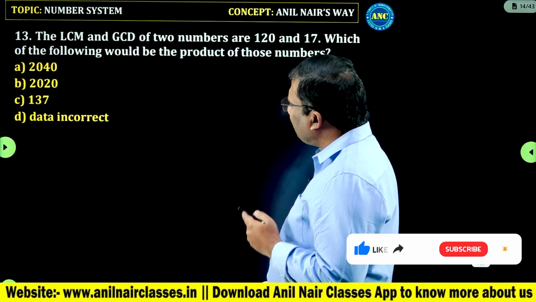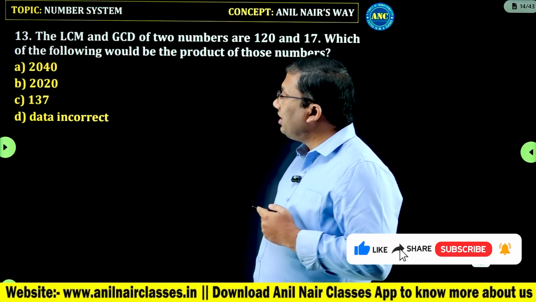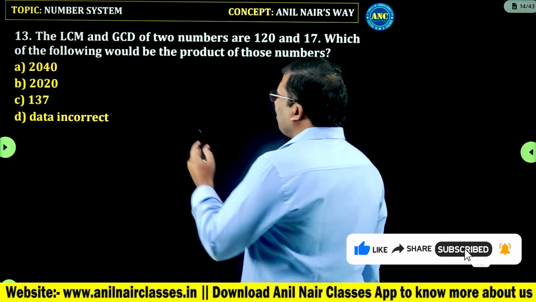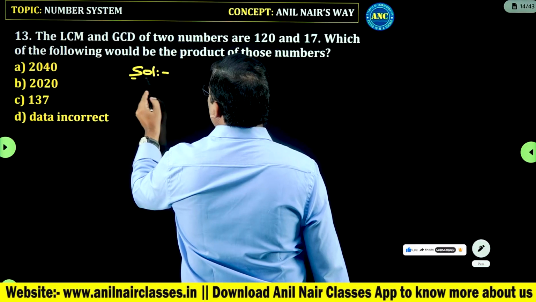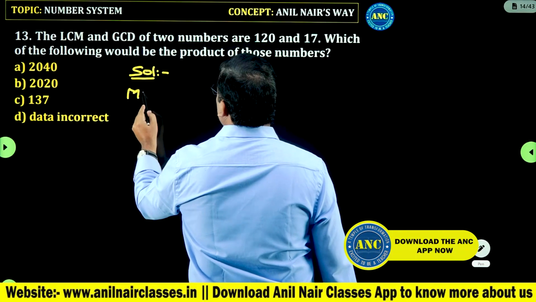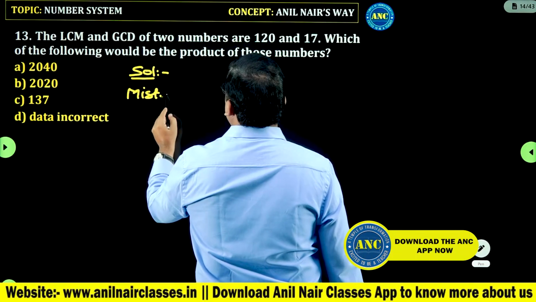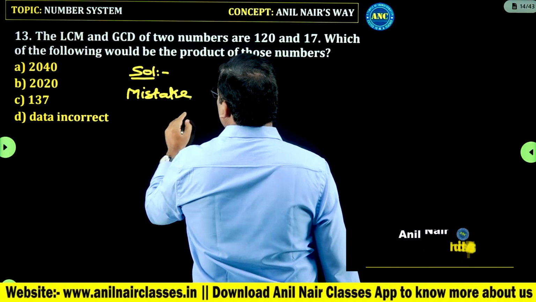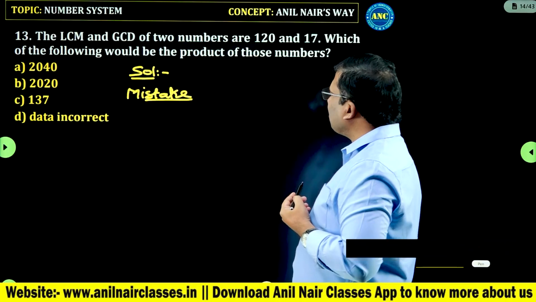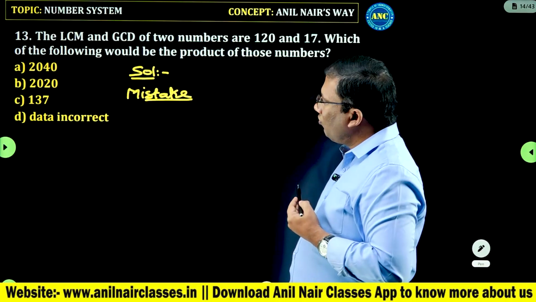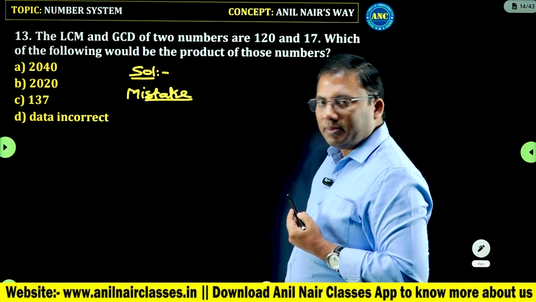Next one, right? Find the LCM and GCD. It's a very good question. 99% of the students will fall into the trap. I will tell you the mistake a student will make. The LCM and GCD of two numbers are 120 and 17. What will be the product of those numbers?